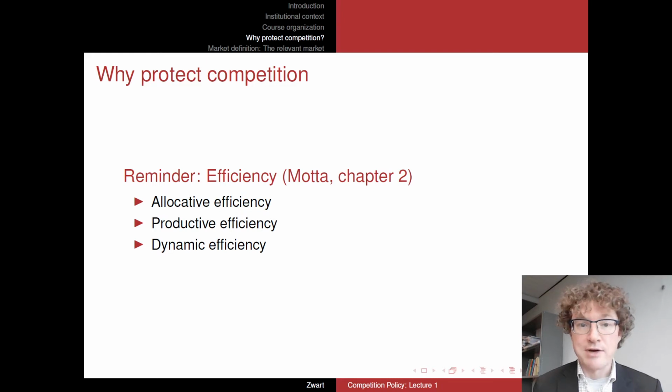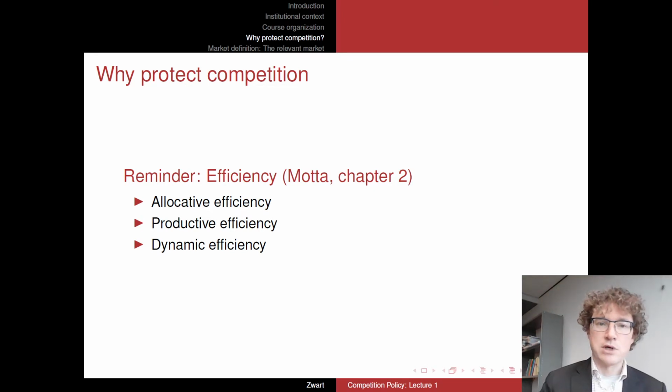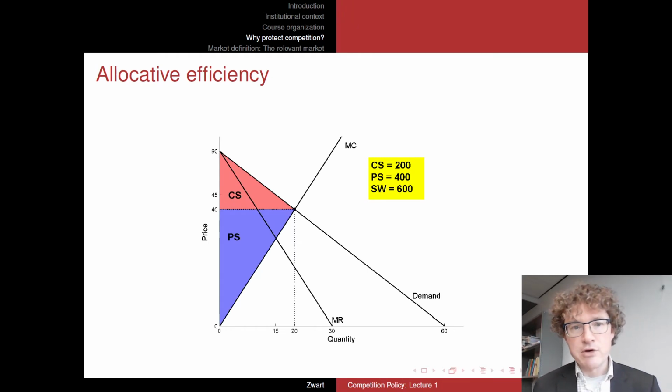So efficiency, we can divide it up and distinguish different aspects of it. The first part is allocative efficiency. The second one that I'll discuss is productive efficiency, and then we'll go to dynamic efficiency. So what are those again? If you remember, allocative efficiency basically means: do those players in the market that value products the most, do they in the end get them? Do goods, do scarce resources get allocated to those who value them the most?